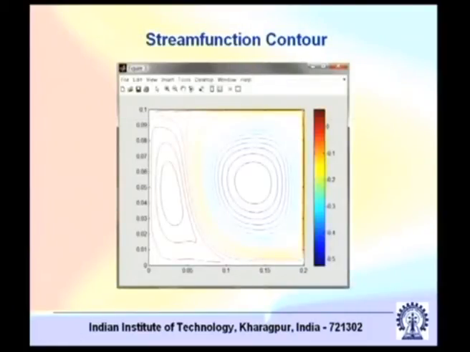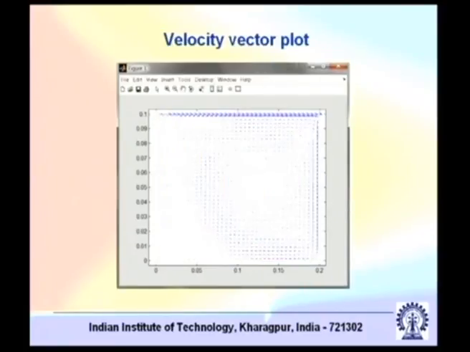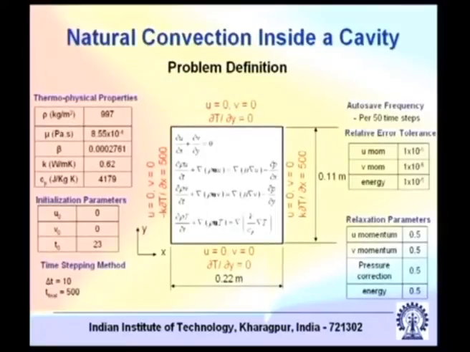So the results that you can get, usually for fluid flow problems you get results in terms of either streamlines or the contours of the stream function or the velocity vector plots. Now let us go through the second example where heat transfer is also involved. So it is a natural convection inside a rectangular cavity.